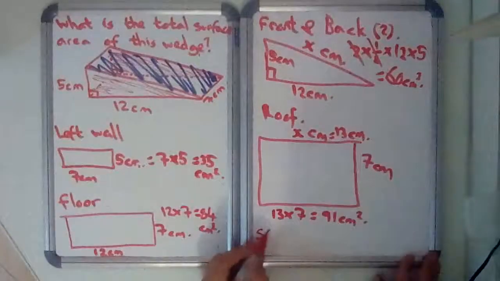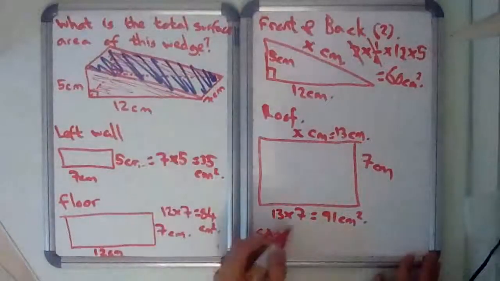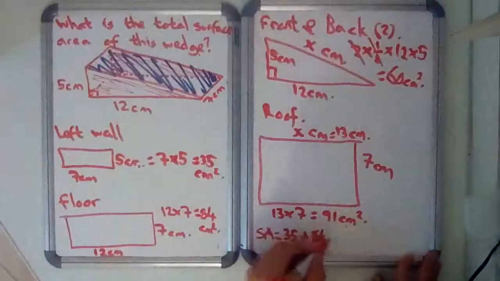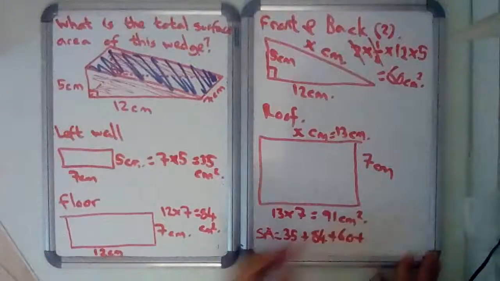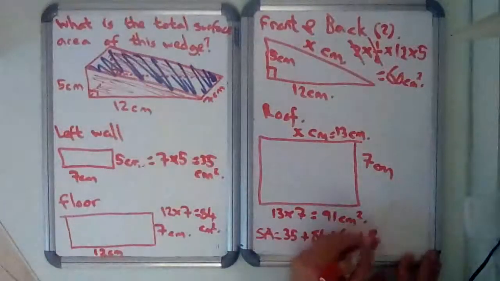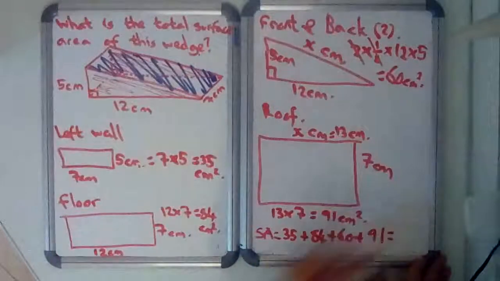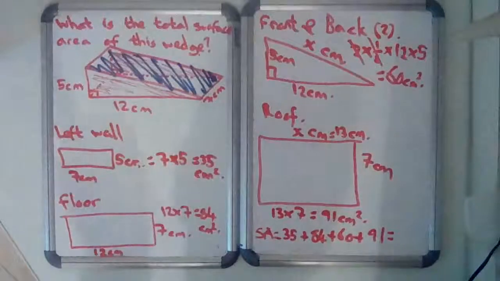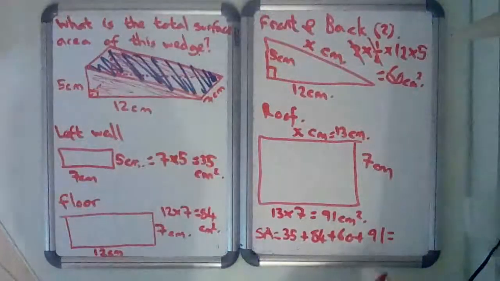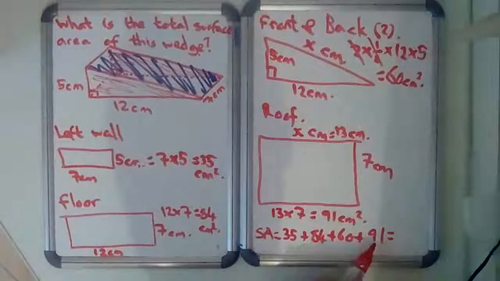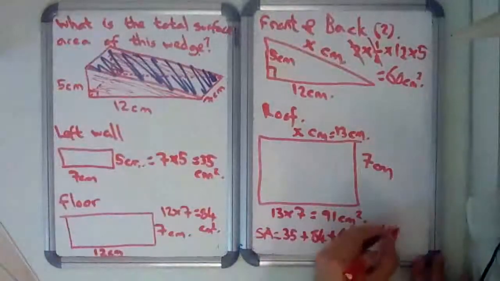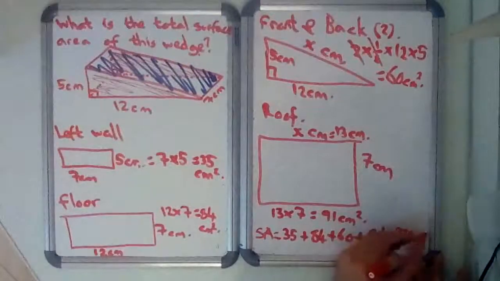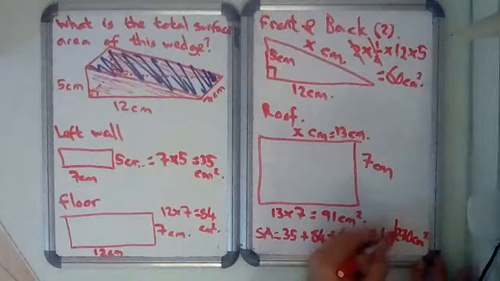So your total surface area is going to be 35 plus 84 plus 60 plus 91. Well, 35 plus 84 is 119. Plus 91 is 210. Plus the 60 must be 270. It's an area. Everything was in centimeters, so it must be cm squared. And that is your final answer.